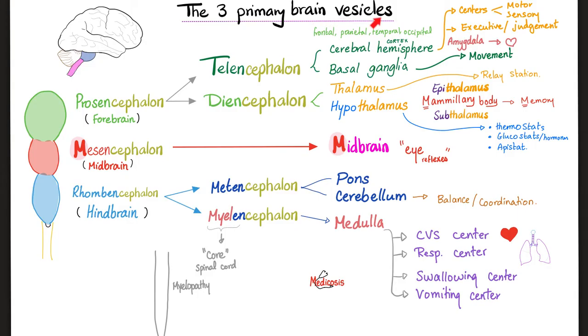Remember the 3 primary brain vesicles? We had the forebrain, midbrain, and hindbrain. The forebrain or prosencephalon gave us the telencephalon and the diencephalon. The olfactory nerve is attached to the telencephalon, whereas the optic nerve is attached to the diencephalon. So that's cranial nerve 1 and cranial nerve 2. How about cranial nerve 3 and 4 from the mesencephalon, the midbrain?